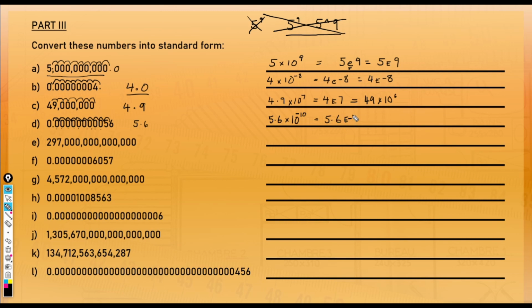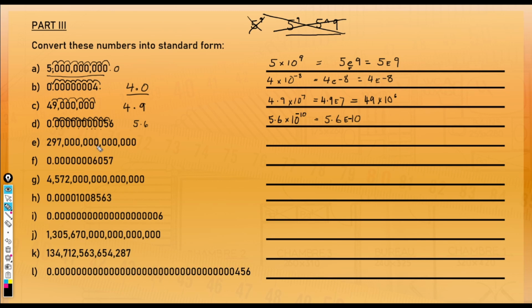5.6e minus 10. And I've just realized I didn't write 4.9e7 here, did I? Naughty, naughty. Okay, so this is 4.9e7. Okay, sorry. I made a mess of that, haven't I? Let's go back and just write 4.9e7.